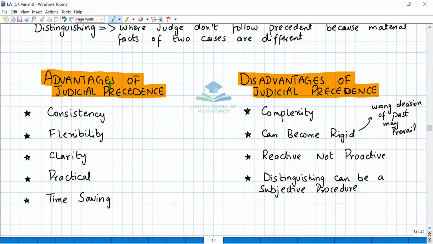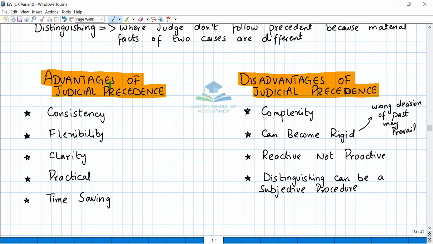Okay. Now, disadvantages of judicial precedents. What are the disadvantages? The biggest disadvantage is complexity. There are thousands and thousands of cases that are recorded, so it's very hard for the judge to see which decision he should follow, because there are multiple cases, thousands of cases. So it's hard, it's complex.